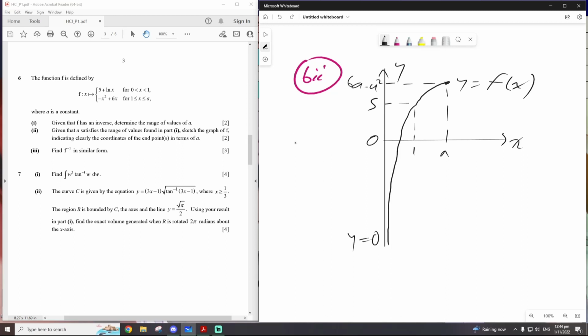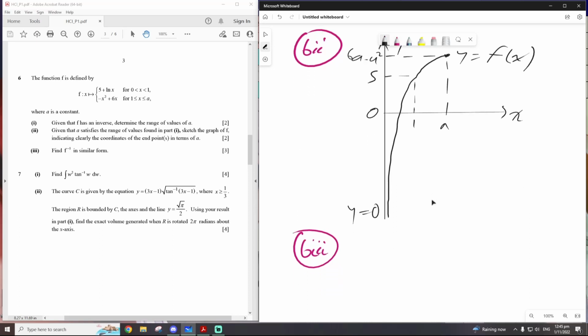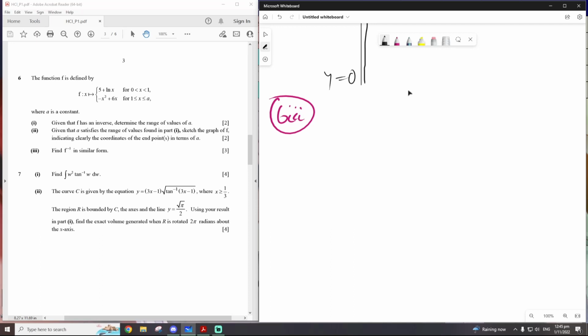Note once again that this is not a smooth curve. There's a kink here. The gradient here is slightly more on the right side. So one now defines f inverse in similar form. Finding the inverse of 5 plus ln x is quite simple. Actually, finding the inverse for both functions is quite simple.